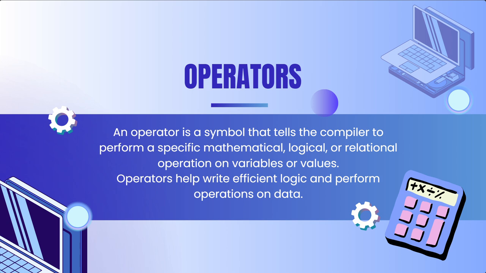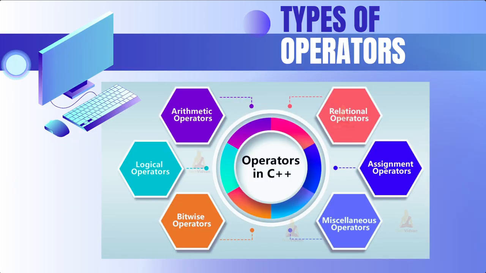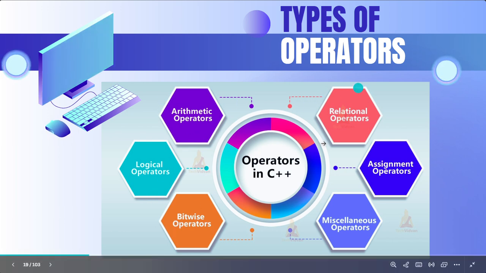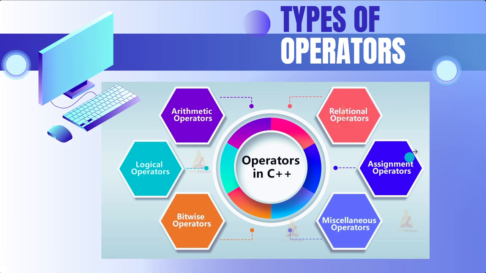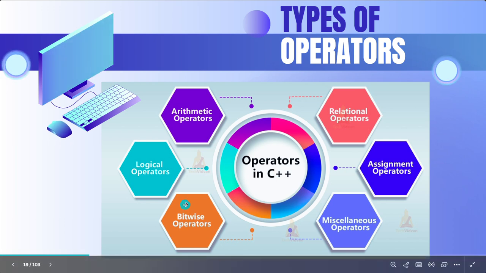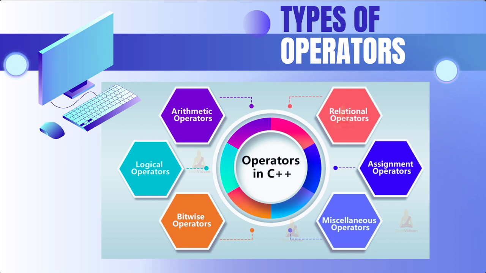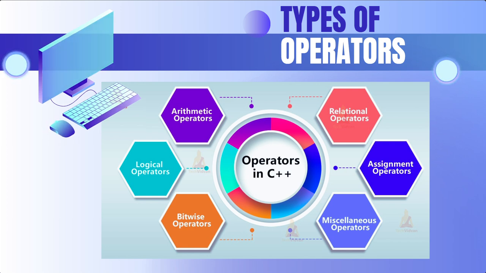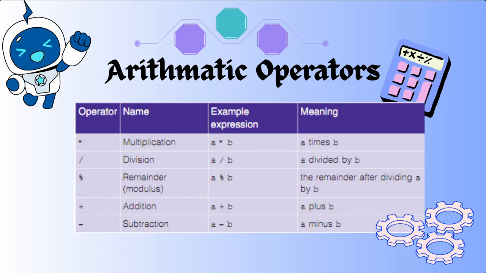There are a lot of types of operators. They include arithmetic operators, logical operators, relational operators, bitwise operators, assignment operators, and miscellaneous operators. So these are all the operators in C. We will learn each of them in detail, and we will learn the code as well along with it.